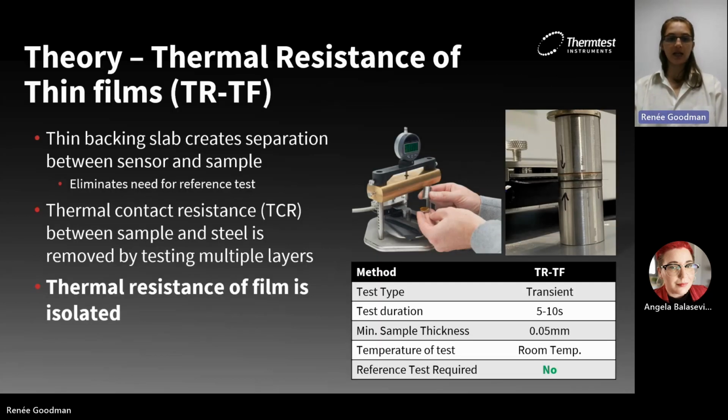So this brings us to the key method of this presentation, which is the transient resistance of thermal films. The thermal resistance of thin films using a transient source. So this configuration is a one-dimensional configuration, and it starts with a thick steel rod. And then we place our thin film sample, and then on top of that, we place a thin steel slab, then our sensor, and then we're going to mirror the configuration on the other side.